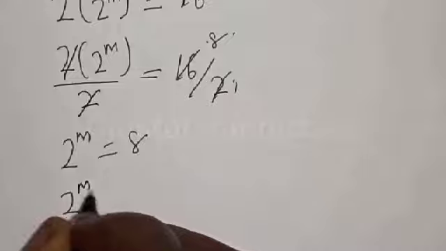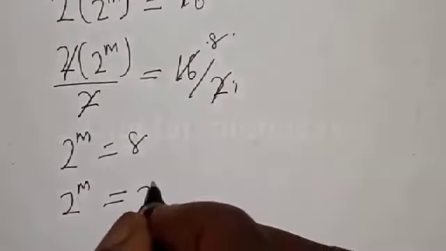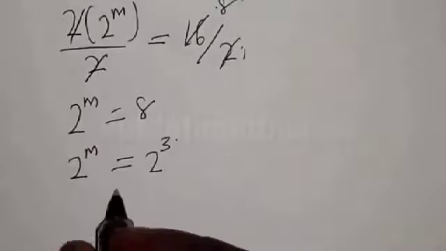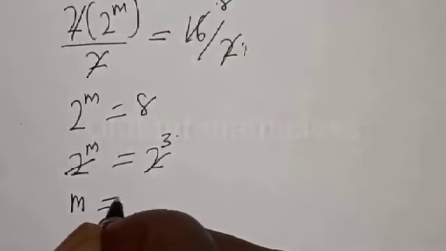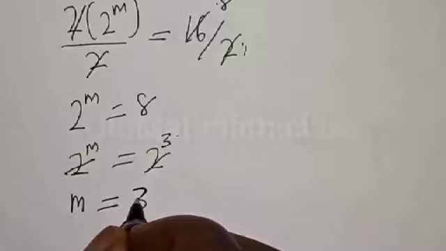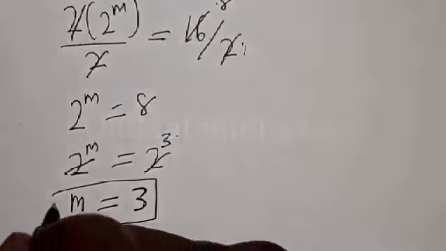2 raised to the power m is equal to 8, which is 2 raised to the power 3. Then they have the same base, so the bases cancel. m is equal to 3. That is the value of m.